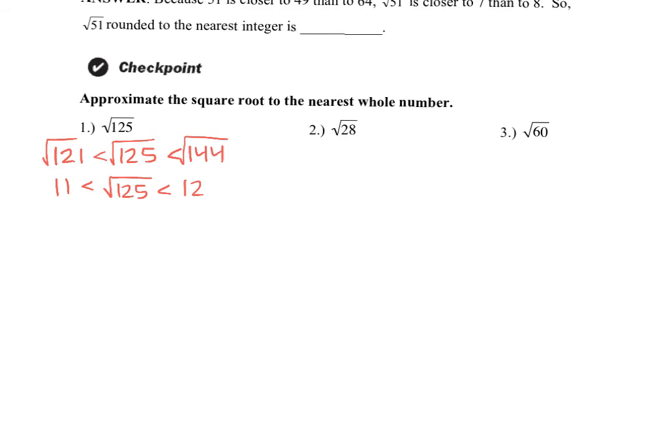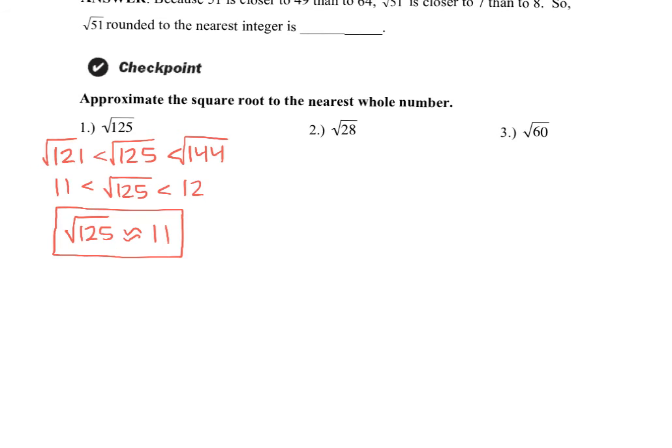Now, I'm going to look, and 125 is closer to 121 than it is to 144. So my final answer is that the square root of 125 is approximately 11. And this is exactly how you need to show your work as well. Now, if you want to check it with your calculator, you can click second x squared to get that radical sign.